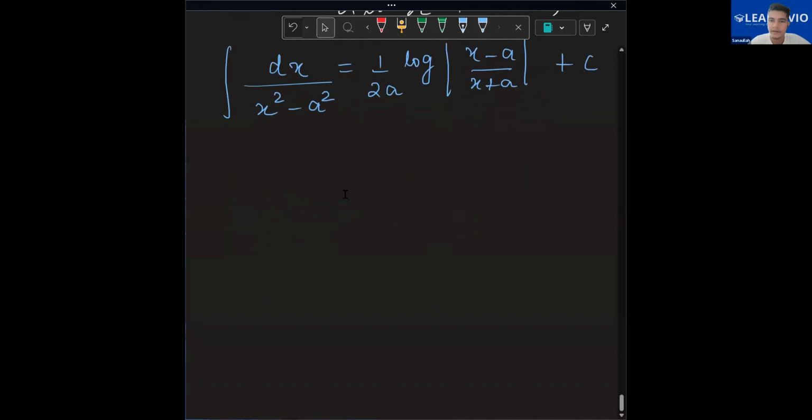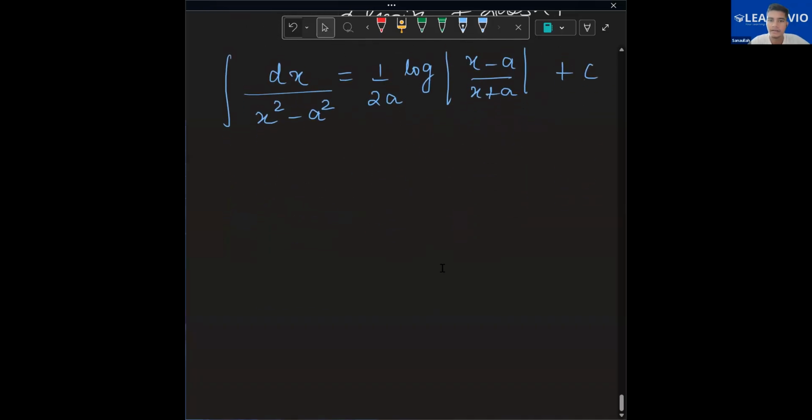ठीक है. When your integral is in this form, like dx upon x square minus a square, you will write it as 1 upon 2a log of modulus of x minus a upon x plus a plus c. ठीक है.